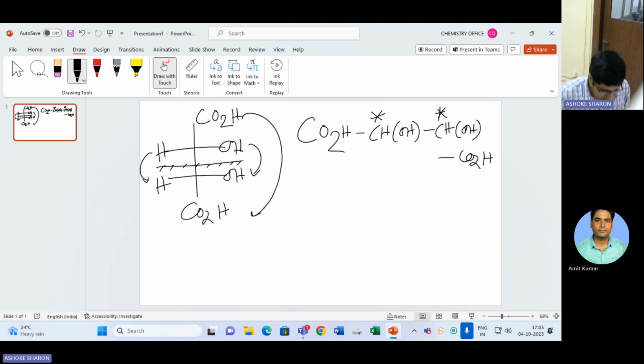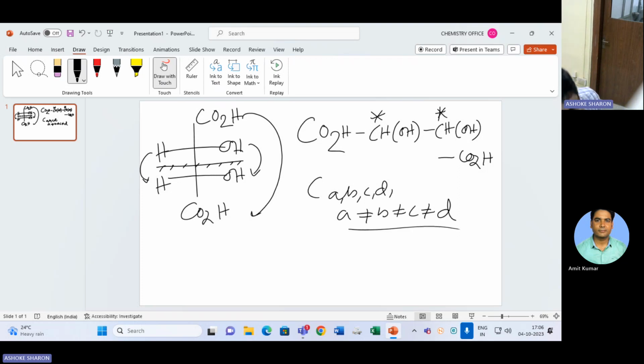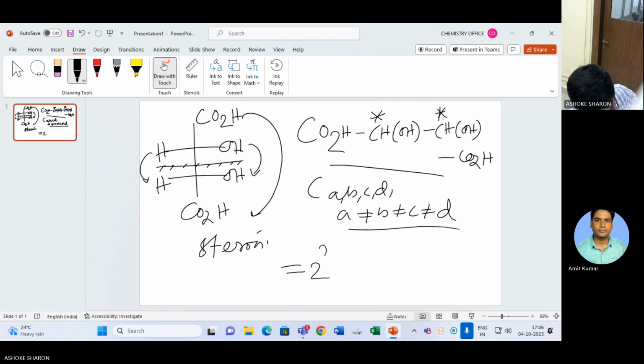The chiral center logic I have already explained in the last class. If a center has four different substituents A, B, C, D, and A not equal to B, not equal to C, not equal to D, then we call this center chiral. The general formula is how many stereoisomers are possible in a molecule. If I am given this kind of molecule, how many stereoisomers are possible? The formula is 2 to the power n, where n equals the number of chiral centers.